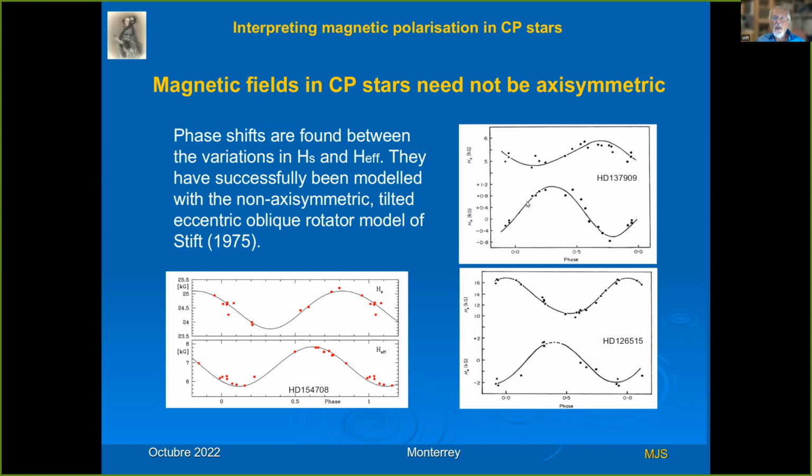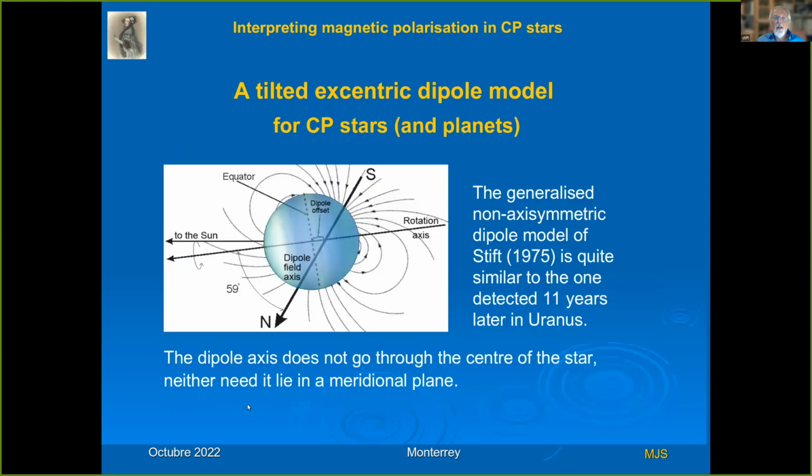Taking these together, you have now the variations in HS and in HF. And when you look at them for some of the well-observed magnetic stars like Beta Coronae Borealis and others, you see there is a phase shift between HS and HF, which means the models for the magnetic field cannot be axisymmetric. Back in 1975, I proposed a non-axisymmetric tilted eccentric oblique rotator model. It was very successful. It looks like that.